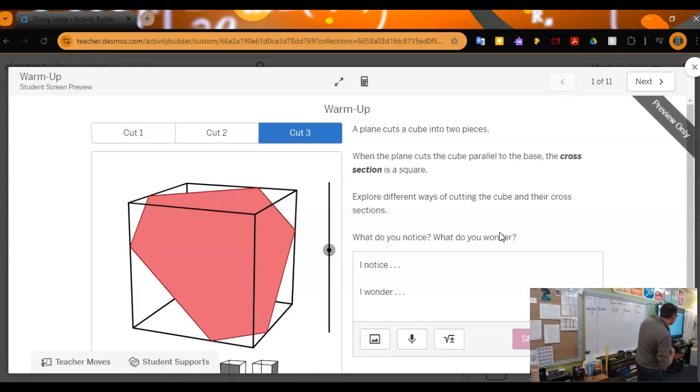Wait, 1, 2, 3, 4, 5, 6? It is a hexagon. It's a not regular hexagon. Quit thinking that all hexagons are regular. That's like thinking all middle schoolers are the same. That's just not true.